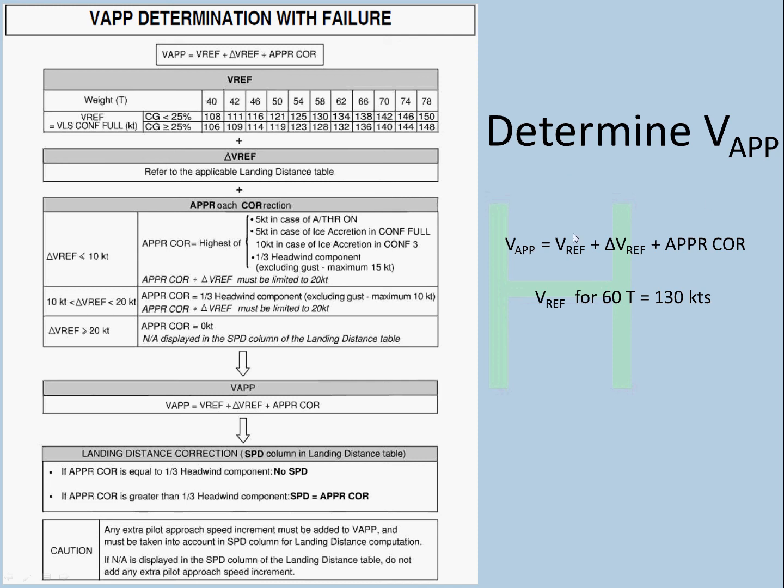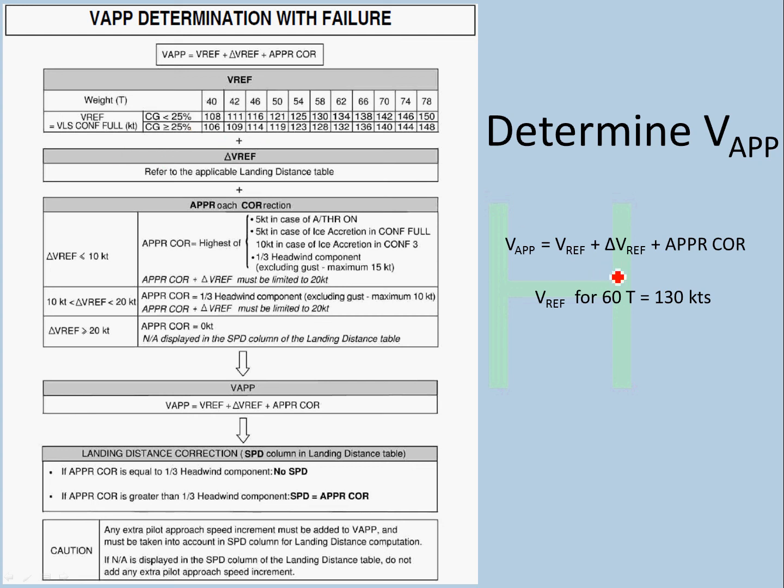V approach has a particular formula: V approach is Vref plus delta Vref plus approach correction. Now Vref comes from this table here. Vref is equal to VLS in config full. Our CG was given as 25% and weight was 60 tons. So this lies between 58 and 62, which comes out to be 130 knots. Keep in mind that this is for config full, and we have decided that we are going to do a config 3 landing. So for config 3, how do we find out?